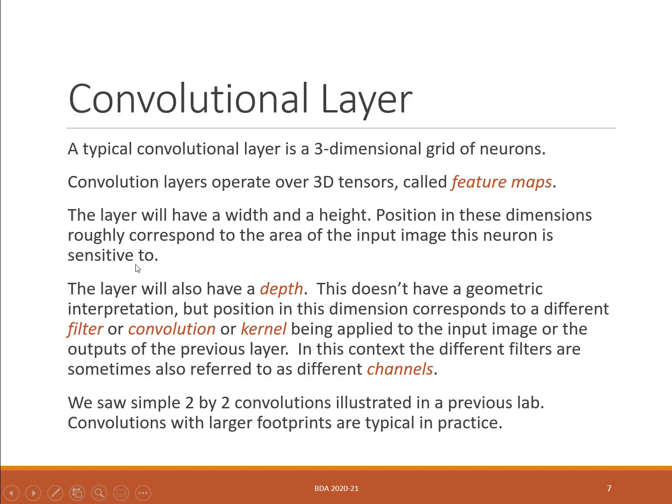Generally speaking, the dimension of grids is smaller than the size of input feature maps. Apart from height and width, each convolutional layer has a depth axis. Position in this dimension corresponds to a filter or kernel being applied to the input image or the feature map of the previous layer.